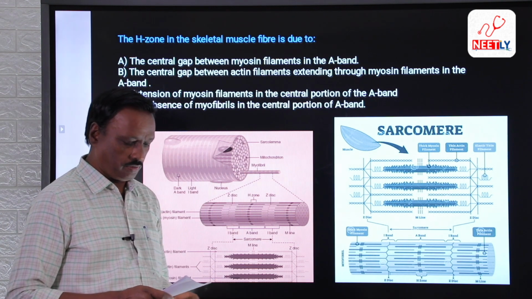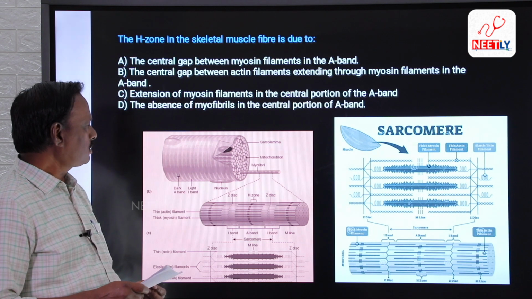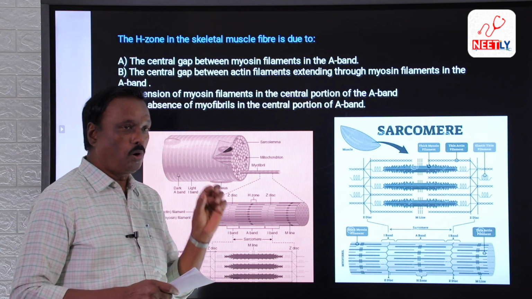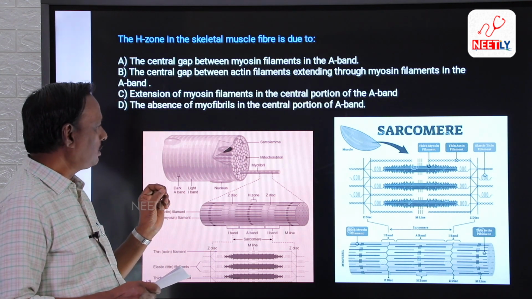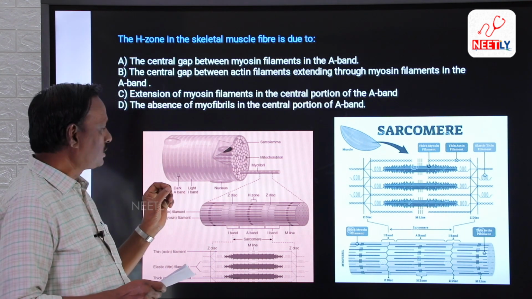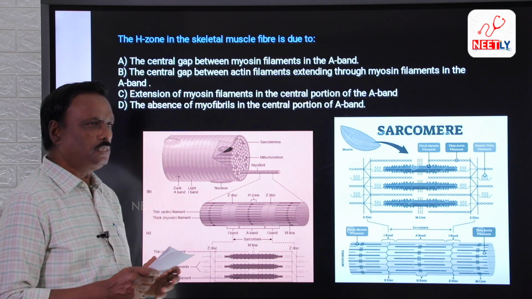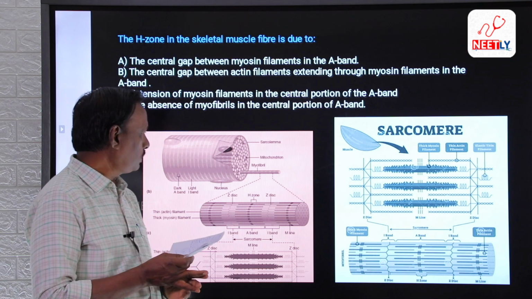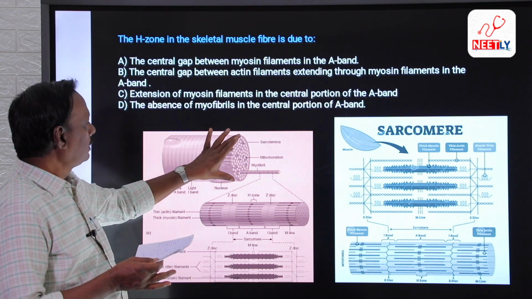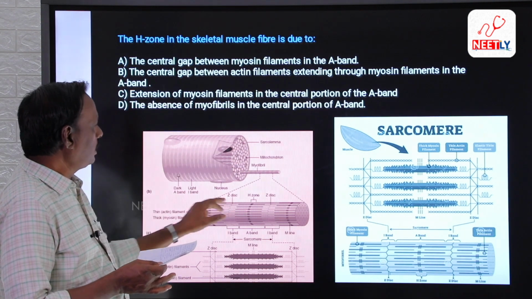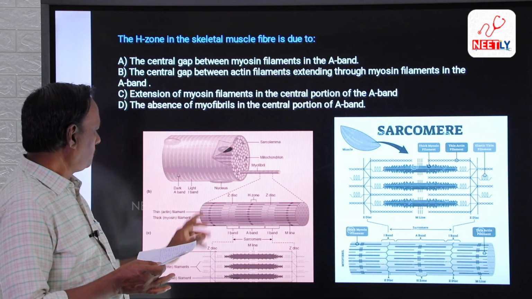These muscles constitute about 40% of our body weight. Muscles are made up of small cells, which we call muscle cells or muscle fibers, and these muscle cells are present in bundles. It is present as bundles, and this bundle is known as the sarcomere.